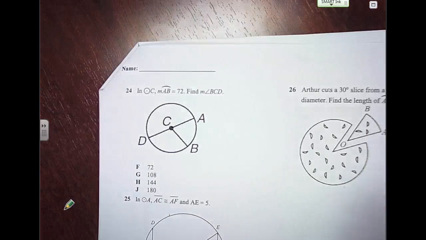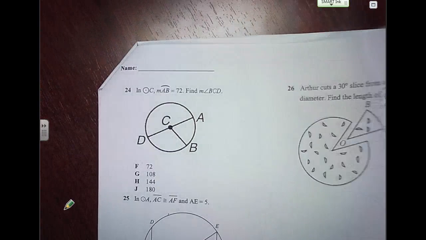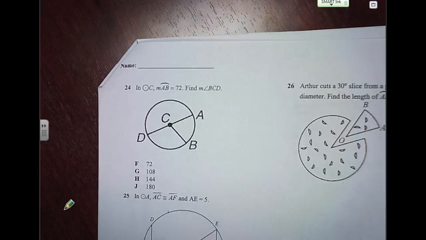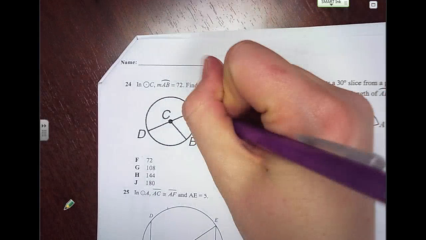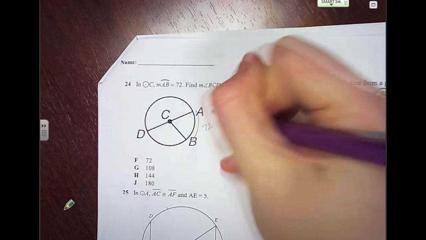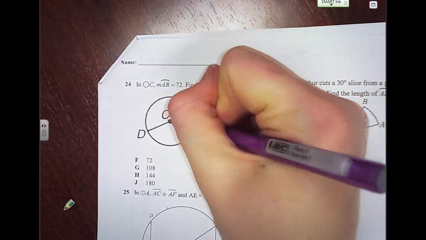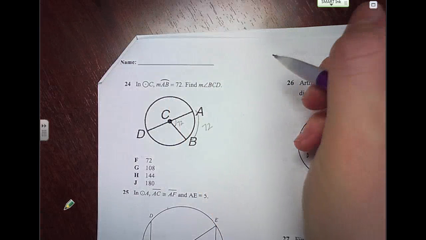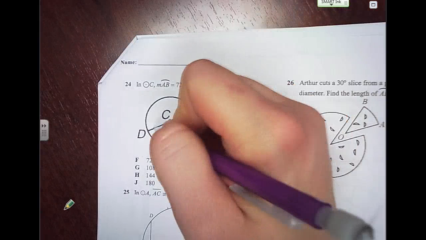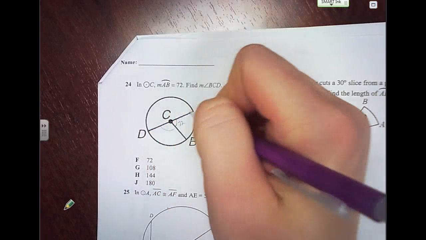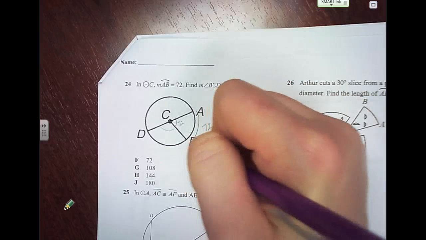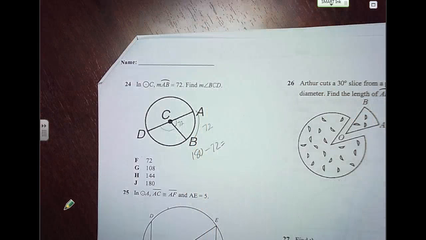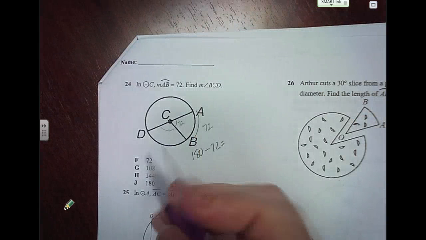Number 24, in circle M, the measure of arc AB is 72. So that means from here to here is 72. Since I have a central angle here, that means that's also 72. And they want us to find angle BCD. Well, since I have this diameter here, I can just subtract from 180, and I get 108.